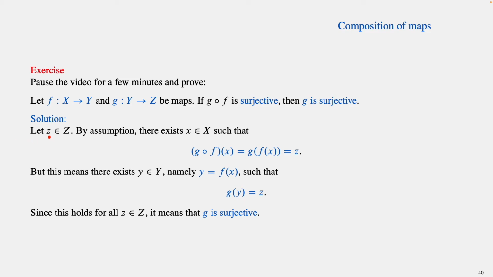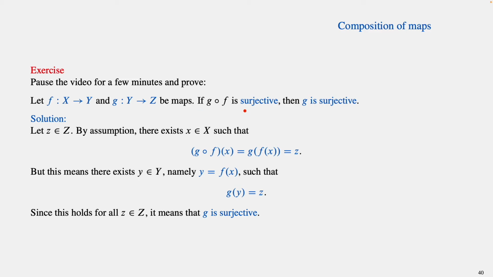We pick an arbitrary element z in the set big Z, and we want to show that for every such element there will be an element in Y such that g maps this element y to our element z. That would mean g is surjective.